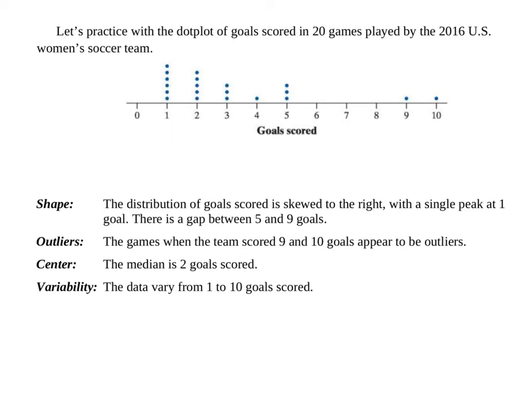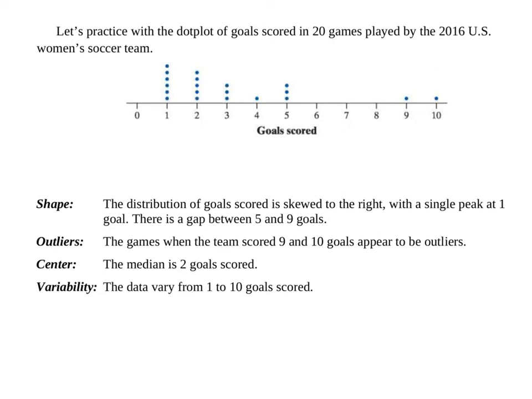So when we first look at shape, we would say the distribution of goals scored is skewed to the right. Remember the tail is at the right-hand side, with a single peak at 1, and then there's a gap between 5 and 9. So there's no goals scored here. When we talk about outliers, we would say the games when the team scored 9 and 10 goals appear to be outliers, right? It's all the way out here at the tail. The center, we would say the median, so that's the middle number, is 2 goals scored.